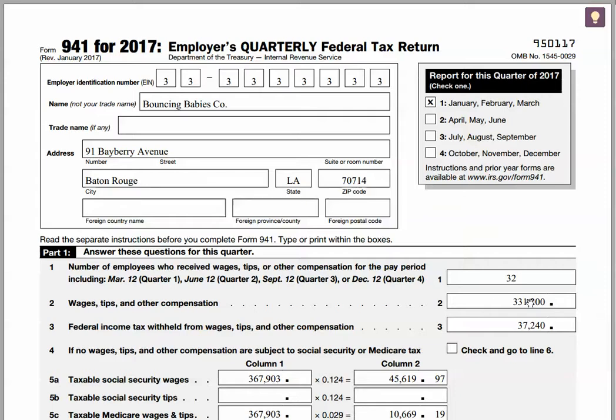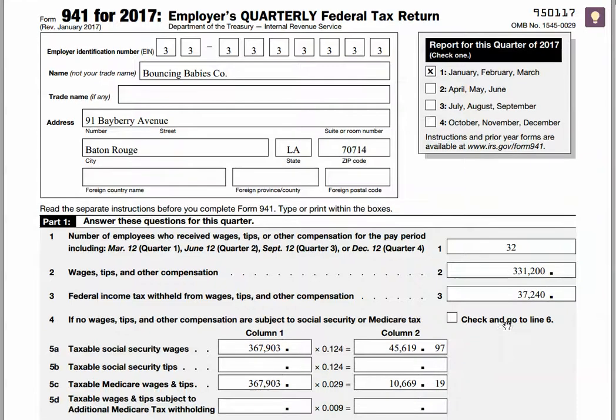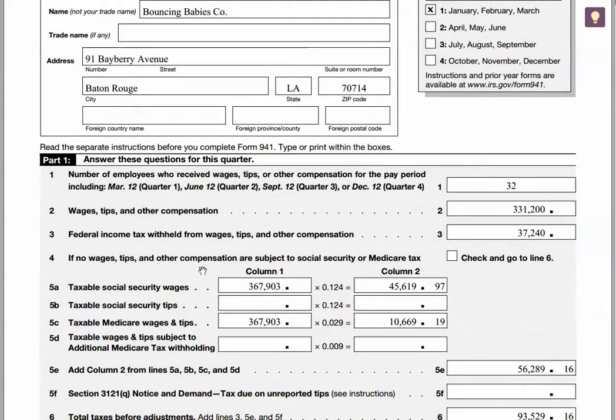Next, so that's compensation for federal income tax purposes and federal income tax withholding. Line 5 gets to Social Security and Medicare. So total Social Security wages are given to us, $367,903, and Medicare wages were $367,903. So no one made over $127,200. We're going to multiply that by 0.124.